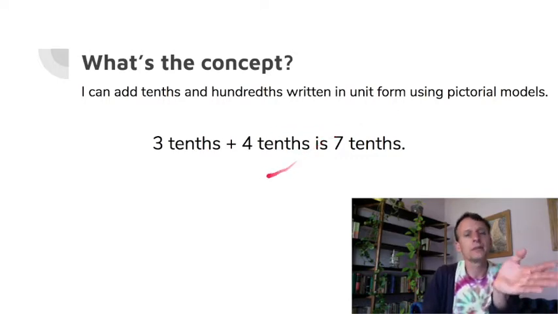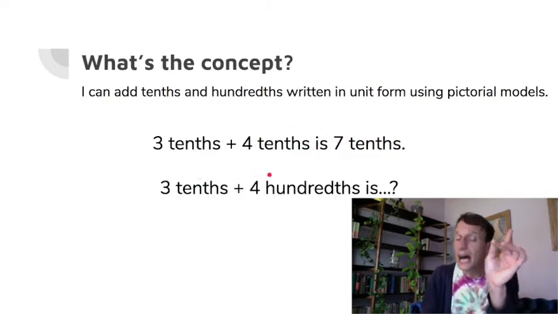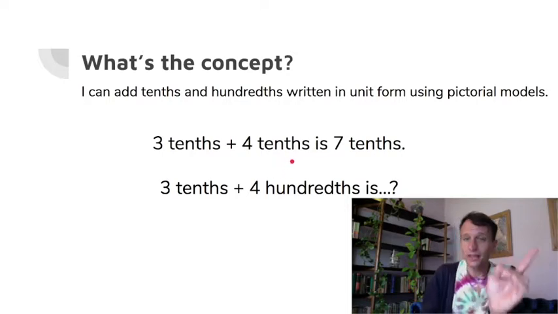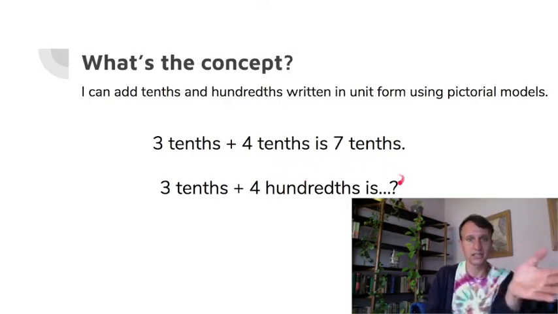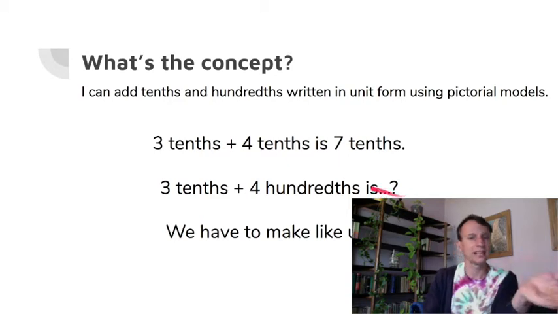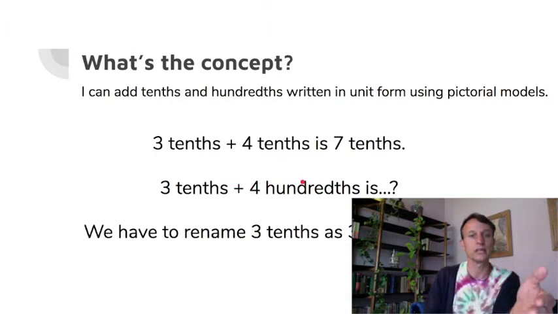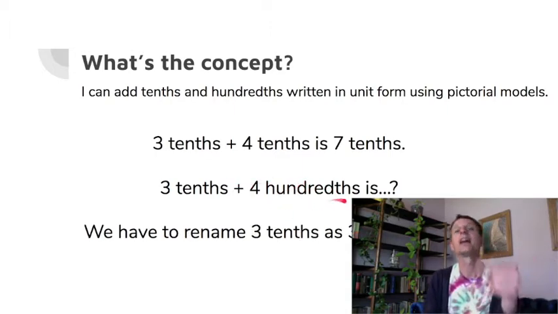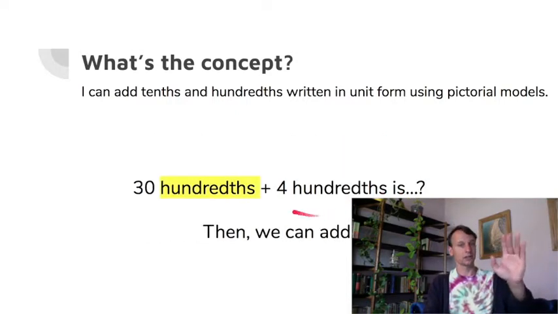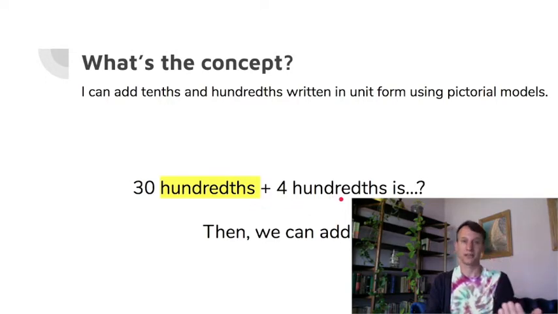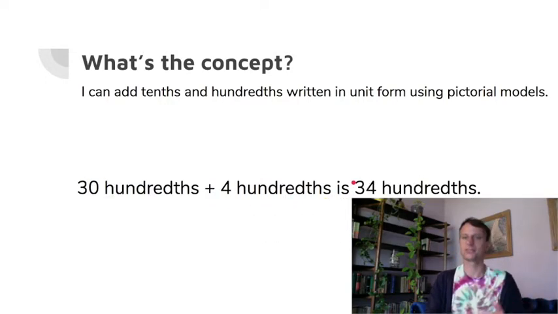Okay. But then if we had 3/10 and 4 hundredths. Well, that's a different dog now, isn't it? We can't just say it's 7 anything or whatever. We have to think about it a little bit at least. We have to make like units. We have tenths and hundredths. Which one are we going to convert? Exactly. The tenths we can convert to hundredths. We can rename 3/10 as 30 hundredths. Now we're adding 30 hundredths and 4 hundredths. What's that? 34 hundredths. Excellent.